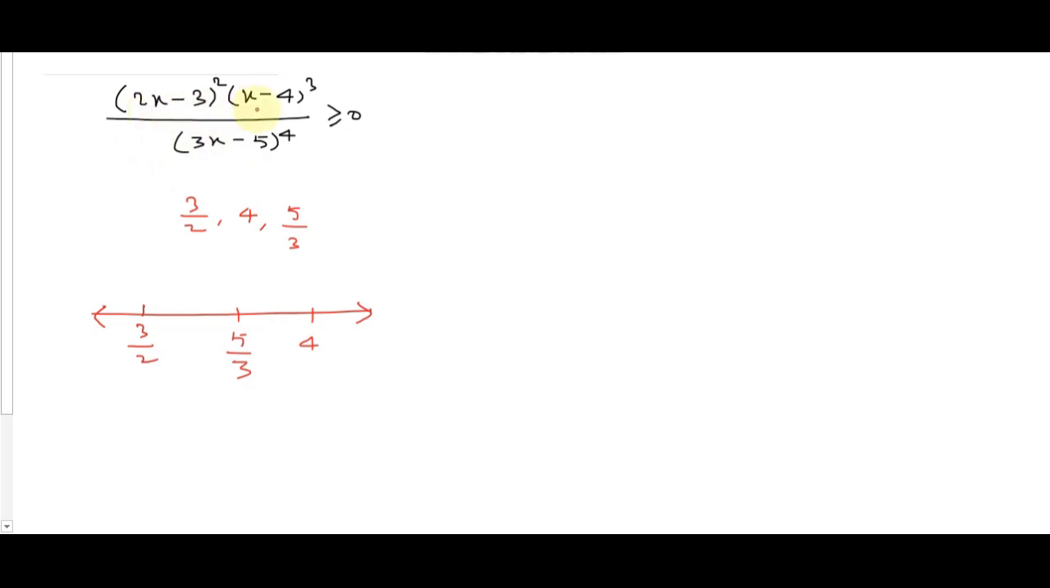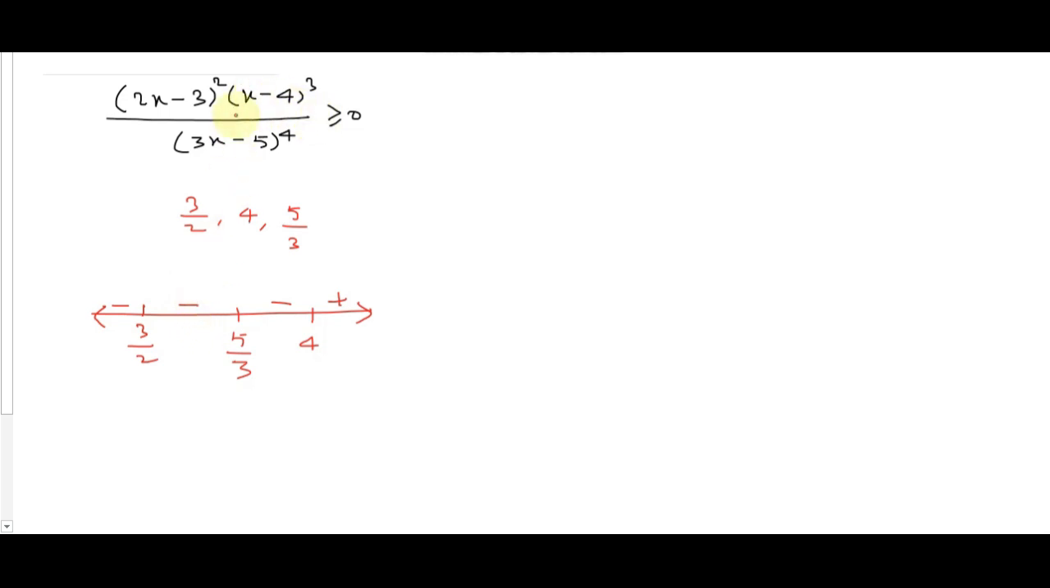We find that in all the brackets x is positive, so the sign will start from the positive sign. Then this 4 comes from this bracket whose power is odd, so the sign will change. We will have here a minus sign. Then we have 5 by 3, and 5 by 3 comes from this bracket whose power is 4, and 4 is even, so the sign will not change. Here we will have a minus sign. Then we have 3 by 2, and 3 by 2 comes from this bracket whose power is again even, so again the sign will not change, so we will have here a minus sign.